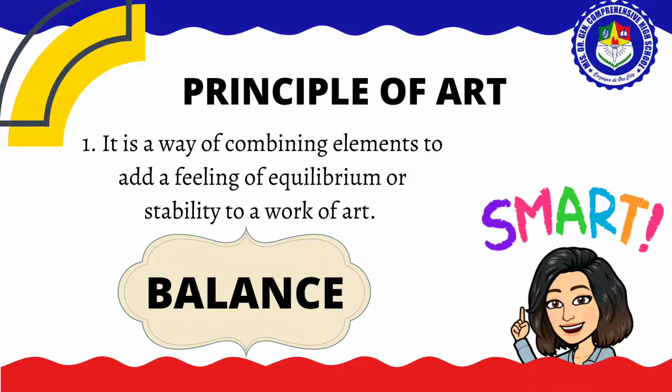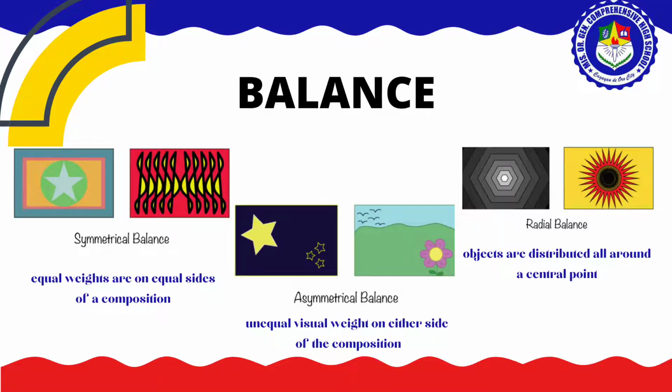The answer is balance. Balance refers to the weight of objects and their placement in relation to each other. There are 3 major types. We have symmetrical, asymmetrical, and radial. Symmetrical balance occurs when equal weights are on equal sides of a composition.